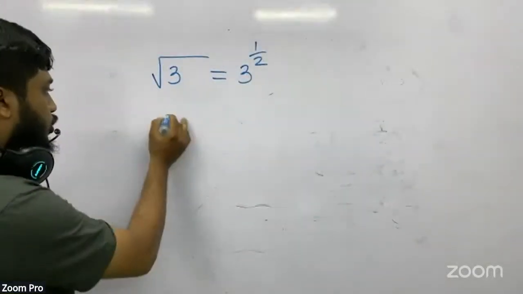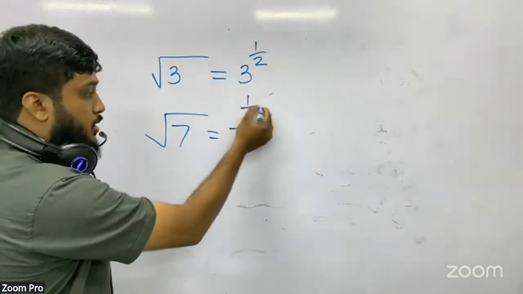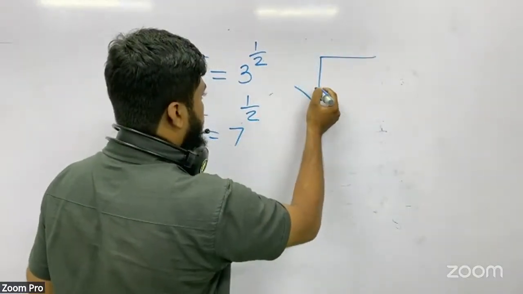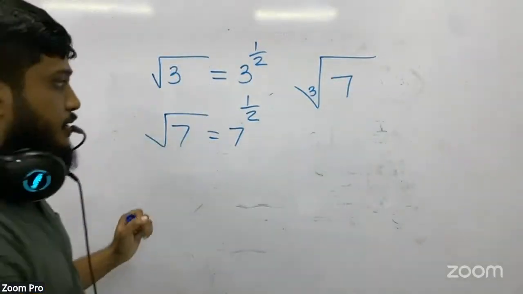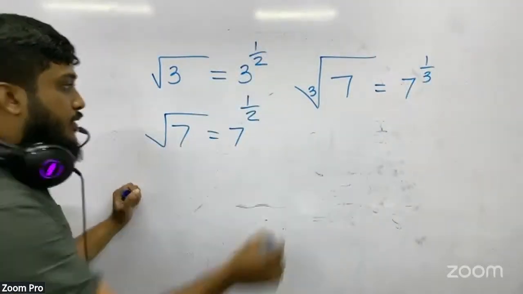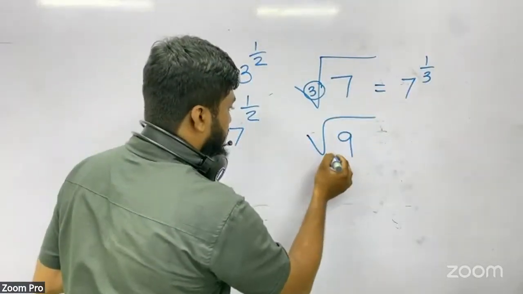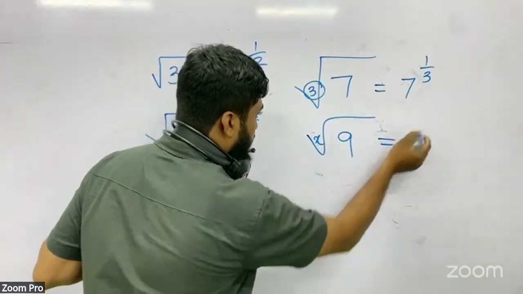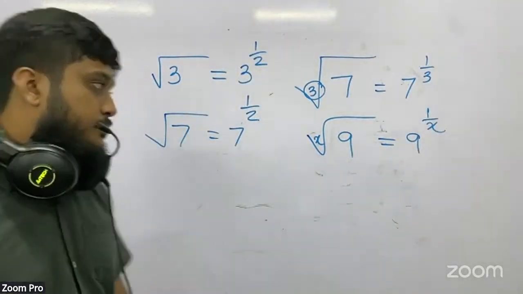If I write root 7, how can I write this? 7 to the power half. If I put 3 here, if I put 7 here, how can I write this? 7 to the power 1 over 3. Again, whatever number is here will come as 1 over the power. If we put x here, then how can you write this? 9 to the power 1 over x. Is it clear?